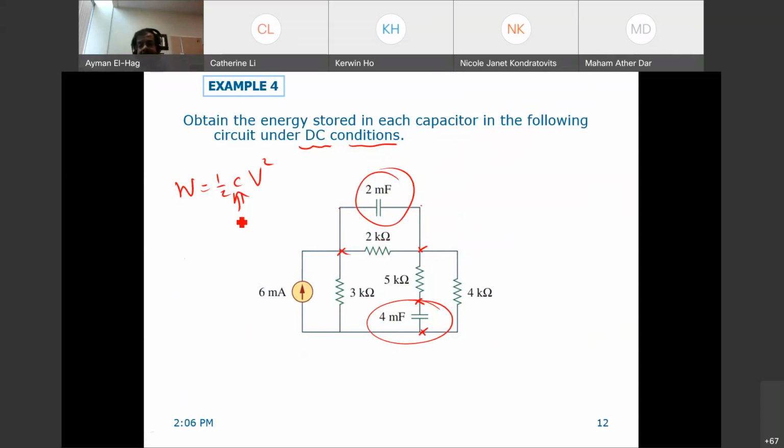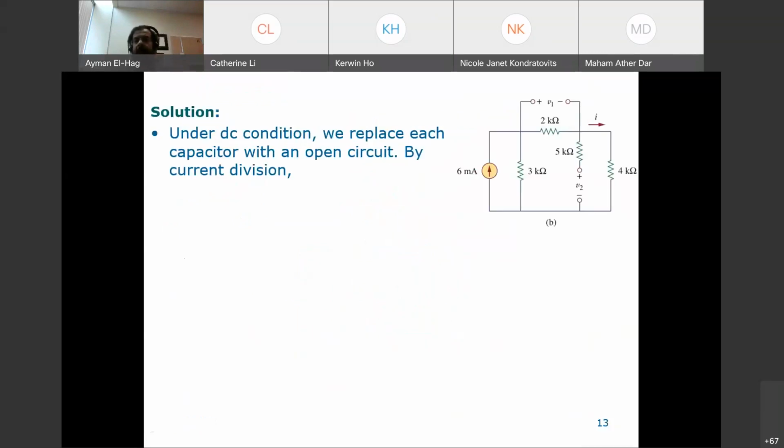So the first thing we need to do here is change the capacitors into open circuits. That is the only thing that you need to worry about. My first capacitor is changed to an open circuit. My second capacitor is also changed to an open circuit. Now I want to find the voltage across this open circuit, between these 2 points. If I can find this current, I will be able to find this voltage. Very simple, Ohm's law, and we will see how we find this voltage.